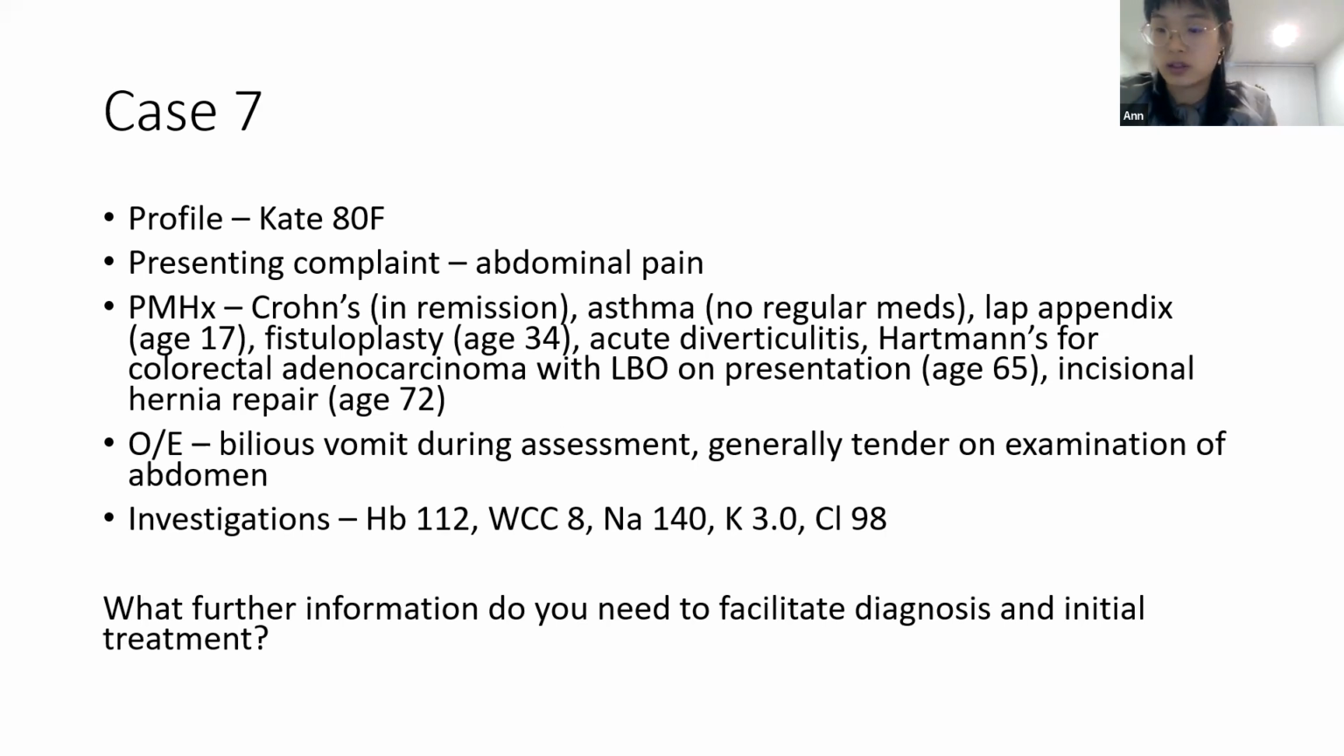And while you're assessing her, she's still vomiting. She's got bags of green fluid coming out of her. When you palpate her abdomen, it's generally tender. Bloods are not too exciting. She's got very mild anemia, 112. White cell count's normal. Her potassium is a bit low at 3. And so in this case, it's pretty clear that she's got reduced potassium because firstly vomiting, secondly oral intake has reduced. So what further information or treatment would you like for Kate?